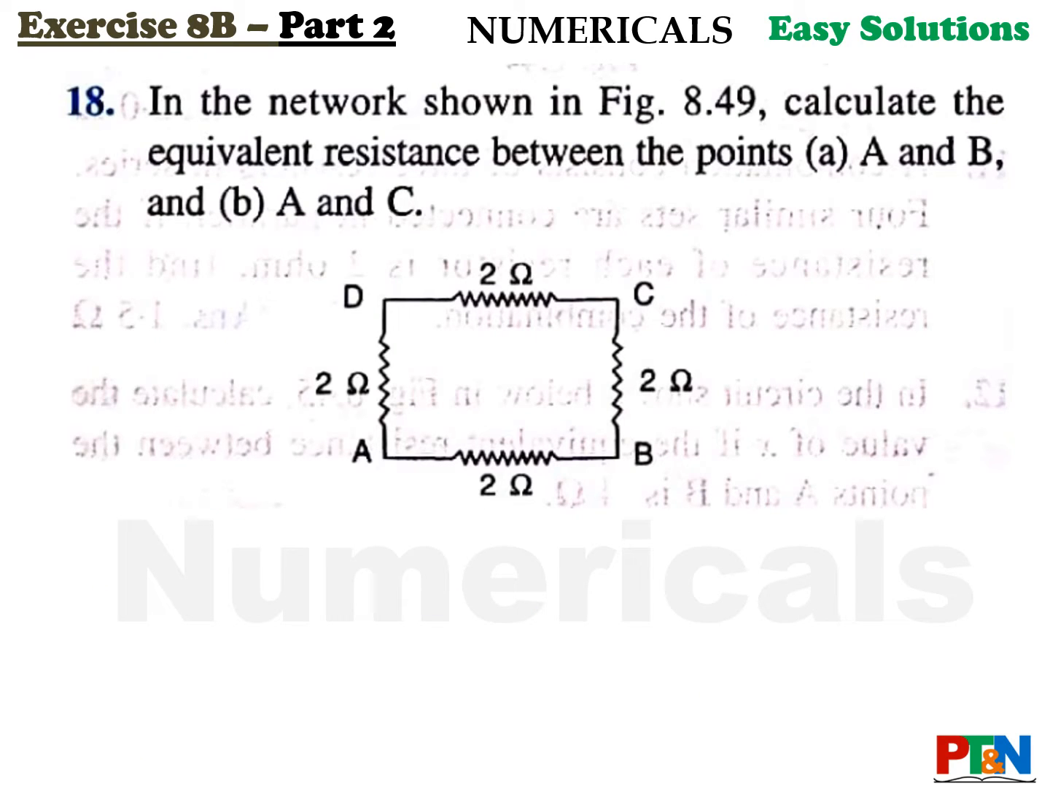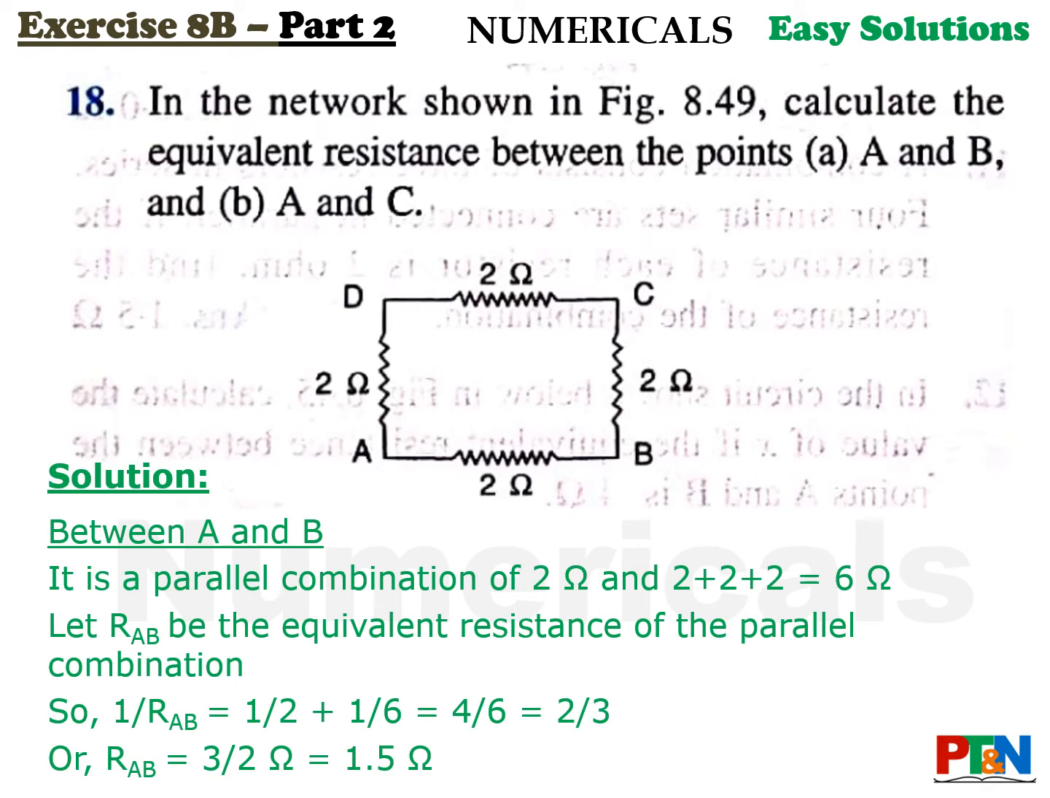Next one. In the network shown, you have to calculate the equivalent resistance between point A and B and point A and C. Let's look at the solution. Between A and B, there are two paths. One is directly from A to B, another is A, D, C, B. Path A to B is only 2 ohm. Path A, D, C, B is 2 ohm plus 2 ohm plus 2 ohm, that is 6 ohm. So here it is a parallel combination of 2 ohm and 6 ohm. You put in the equivalent resistance formula for parallel, so you get Rab is equal to 1.5 ohm.